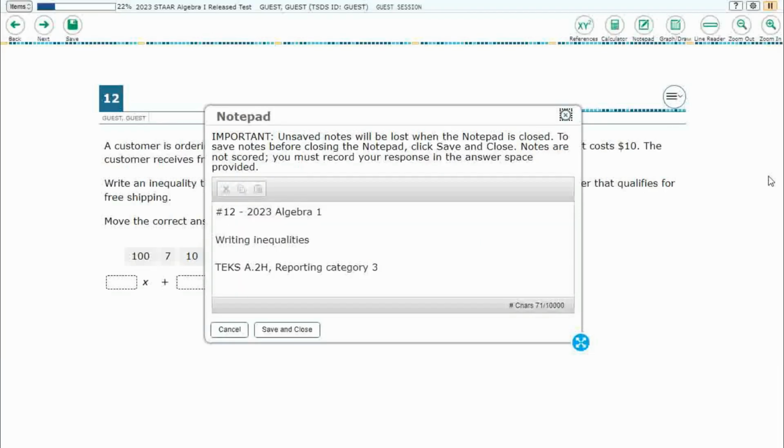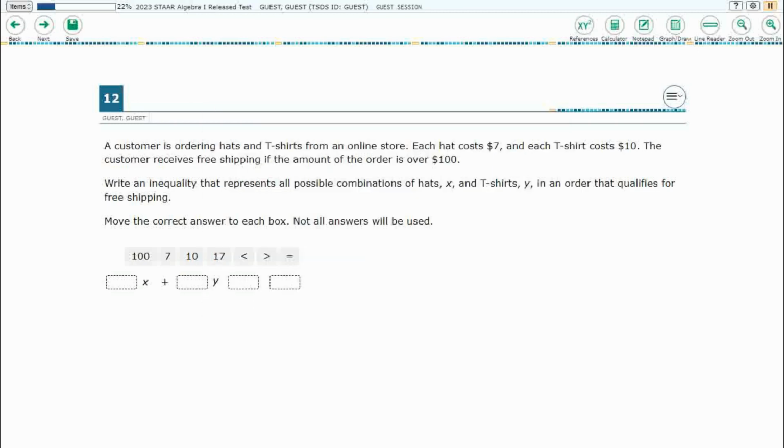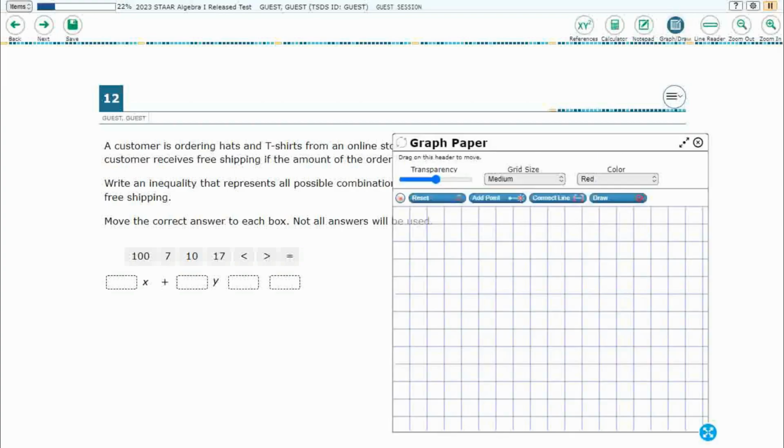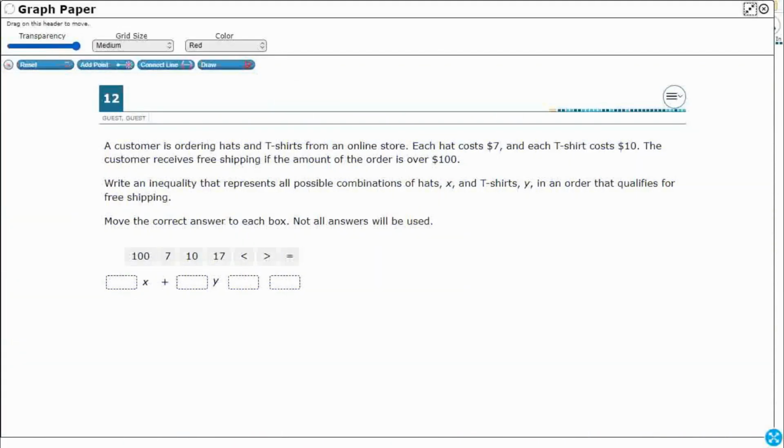So for number 12, we are looking at writing inequalities. This is TEKS 8.2h in reporting category 3. This is a drag and drop. There are 4 different options here. We need to write an equation or an inequality here, but honestly, it does tell us right here to write an inequality. So if we recognize that, we should automatically knock that out.